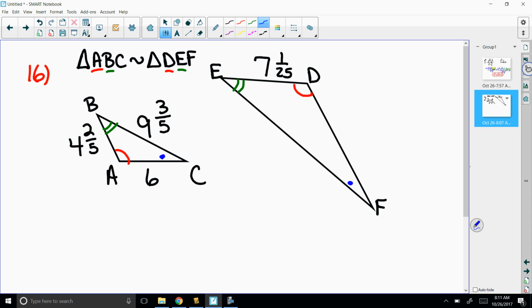So what do we need to do? They want to find the perimeter of DEF. So I need to find the perimeter. And right now, to find the perimeter, I'm going to have to add the sides together, right? So one side is 7 and 1/25. I need to figure out how am I going to find another side.